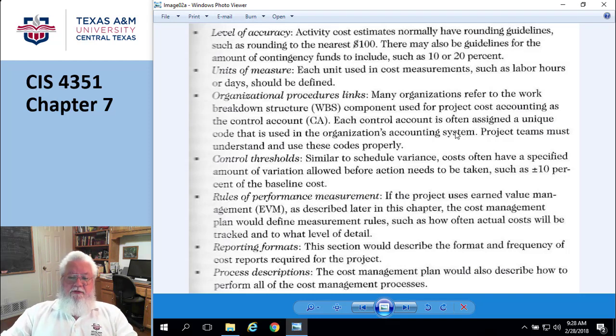The actual procedures here, how do you go about getting money? If you don't understand what the codes are, you don't understand how to ask. Controls threshold. Again, this is like plus or minus 10% or whatever it is. We're going to talk a little bit more detail about the different levels of cost estimates, how it gets better as you move along through the process, and what's the acceptable threshold before you have to ring the alarm bell saying something is wrong. The next one is performance measures.